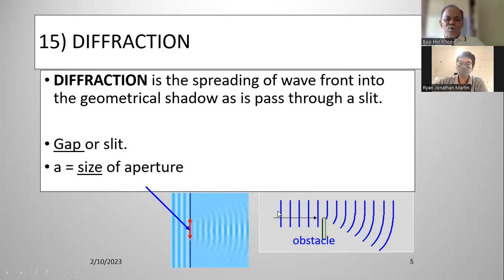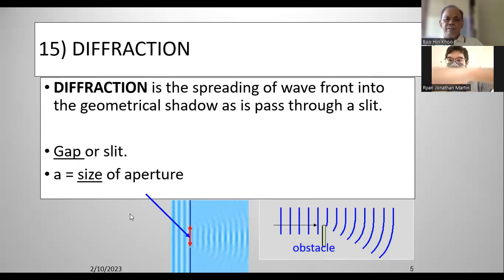So that is where it will go. The plane wave will be deflected into the region of shadow here. So it wants to reach that shadow. That's why it diffracts. It spreads out into the region of shadow, if you like.